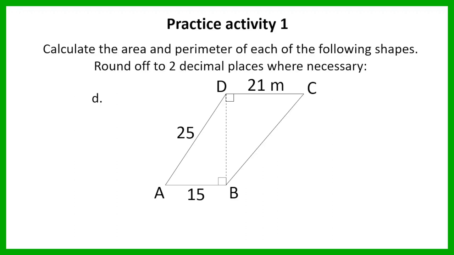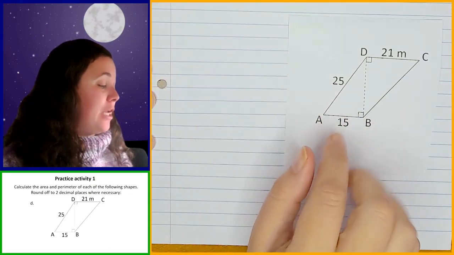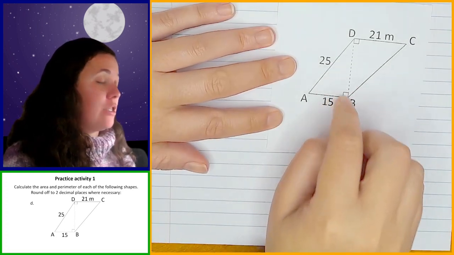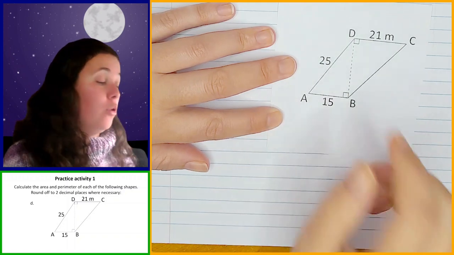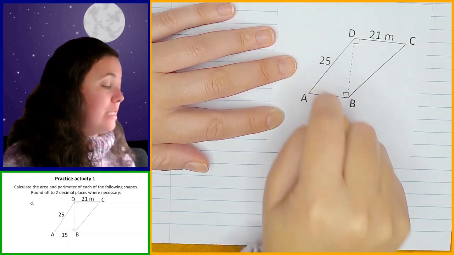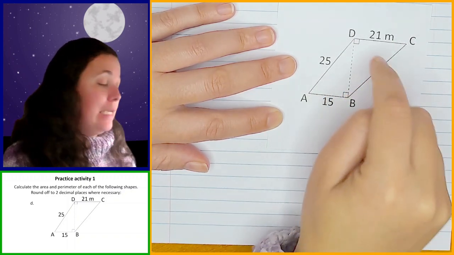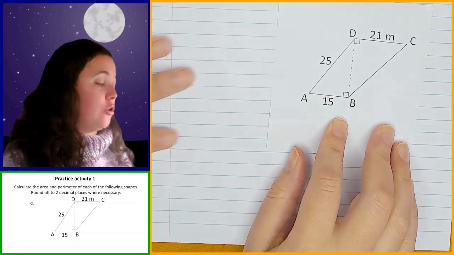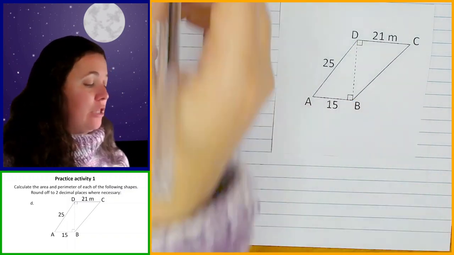Okay, so let's go through that example. So first of all, like I said, you had to use the Pythagorean theorem to work out the missing lengths over here. So we're going to start off by looking where we know more. We know more in triangle ABD. We know these two sides, so we can use them to work out the length of BD, and then we can use that to work out the length of BC in triangle BCD. Okay, so over here, in triangle ABD first, I'm going to work out the length of BD.